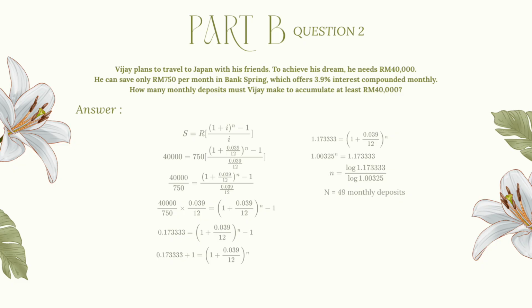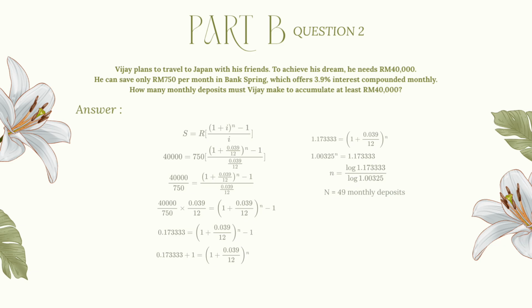S equals R multiplied by bracket 1 plus i power of n minus 1, divided by i. 40,000 equals 750 multiplied by bracket 1 plus 0.039 per 12 bracket power of n minus 1, divided by 0.039 per 12. 40,000 divided by 750 multiplied by 0.039 per 12 equals bracket 1 plus 0.039 per 12 bracket power of n minus 1. 0.173333 equals bracket 1 plus 0.039 per 12 bracket power of n minus 1. 0.173333 plus 1 equals bracket 1 plus 0.039 per 12 bracket power of n. 1.173333 equals bracket 1 plus 0.039 per 12 bracket power of n.